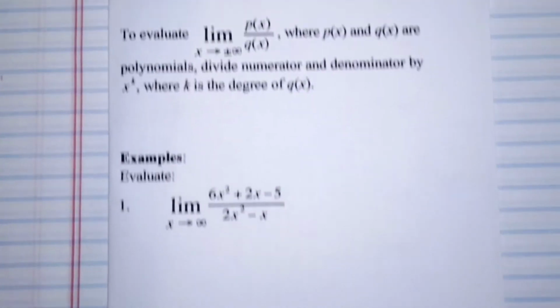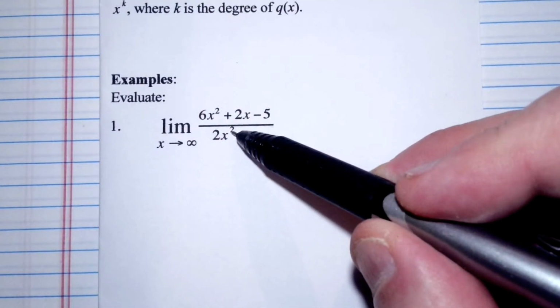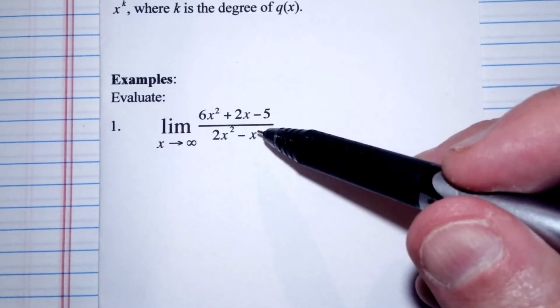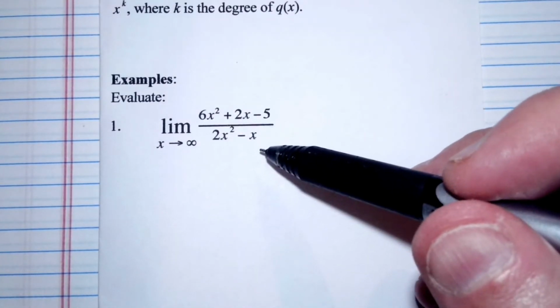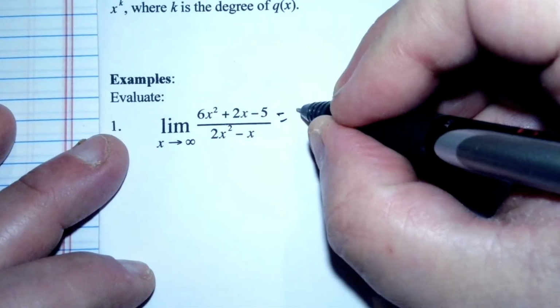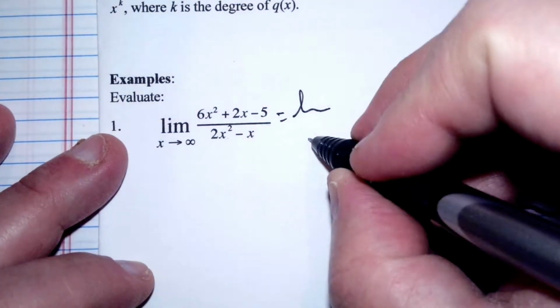Okay, what's that saying? Well, let's take a look at an example. The limit as x tends to infinity of the quantity 6x squared plus 2x minus 5 divided by the quantity 2x squared minus x. We look at the degree of the polynomial in the denominator, and it's 2. What we want to do then is divide the numerator by x squared and the denominator by x squared. Whatever the highest power of x is here, we're going to divide everything by that power of x.